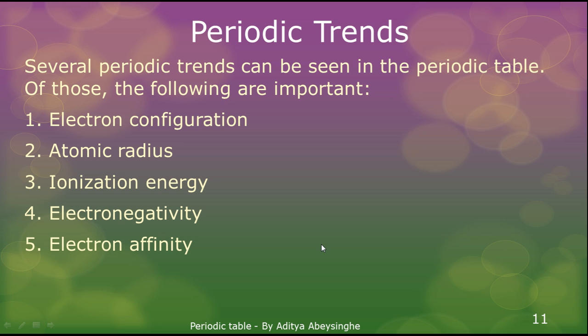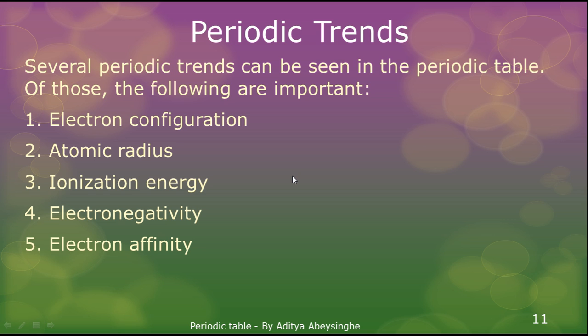Now, the types of classifications of the modern periodic table are actually not necessary to explain the periodic trends. Several periodic trends can be seen in the periodic table, but these five are the most common and the most important. First of all, you need to understand the electron configuration. You need to identify how the electron configuration varies along different periods, different groups, and in different blocks.